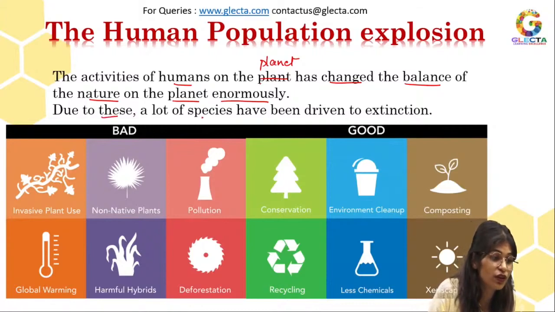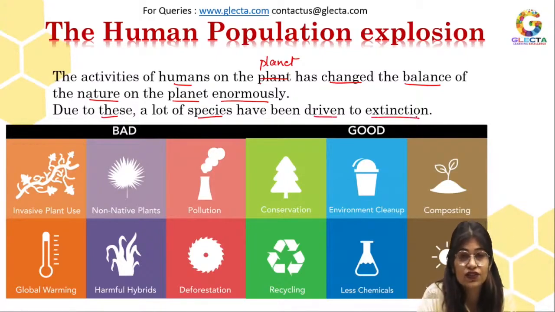Due to these, a lot of species have been driven to extinction. Extinction is when a species, not even a single member of that species is left on the planet. Recently, you guys must have heard about the white rhino. The male white rhino died, and then there were two females left, out of which recently even one female has died.